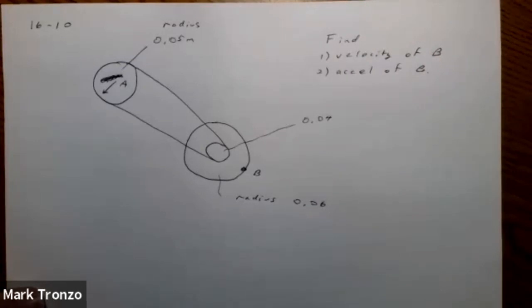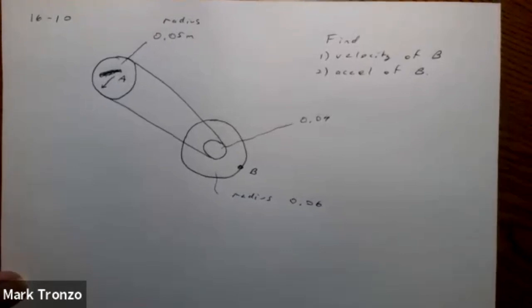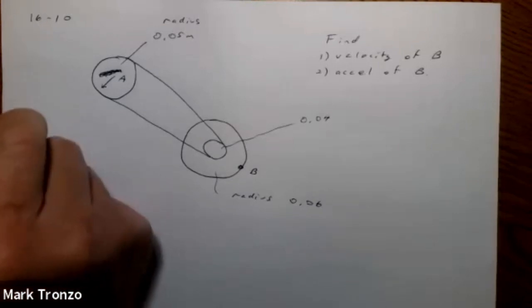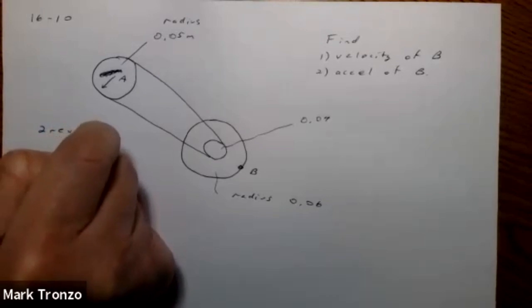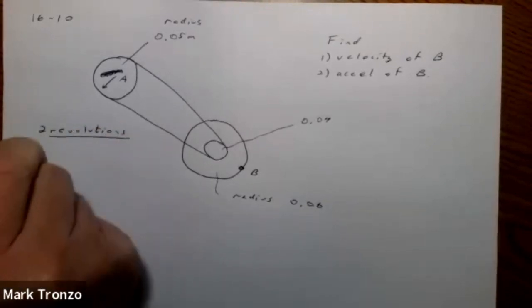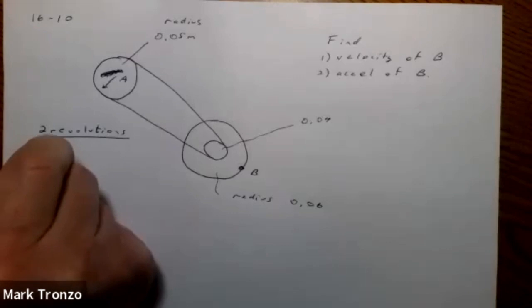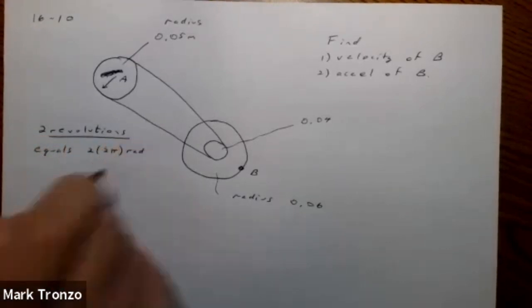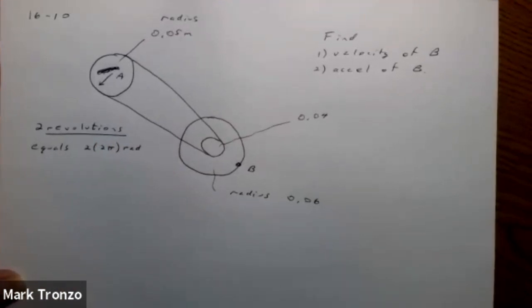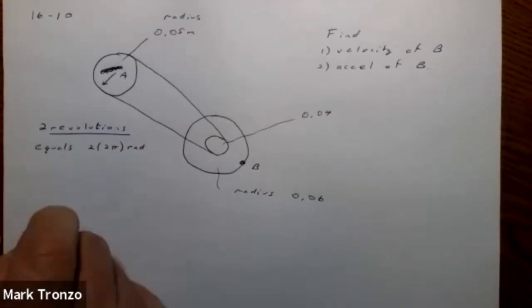Again, we want to know these values after A rotates 2 revolutions. We're given this in terms of revolutions rather than in terms of time. And remember, 2 revolutions equals 2 times 2 pi radians. So let's see what happens then.